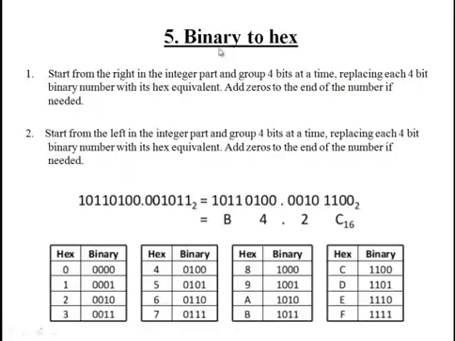Now if we have to convert binary to hex, as we did in binary to octal where we made groups of 3 bits, here we will make groups of 4 bits at a time. This is the integer part, this is the fractional part. For the integer part, we start from the right and make groups of 4 bits. The first group is 1011, which in hex is B. The next group is 0110, which in hex is 6. For the fractional part, the first group is 0010, which in hex is 2, and the next group is 1100, which in hex is C.